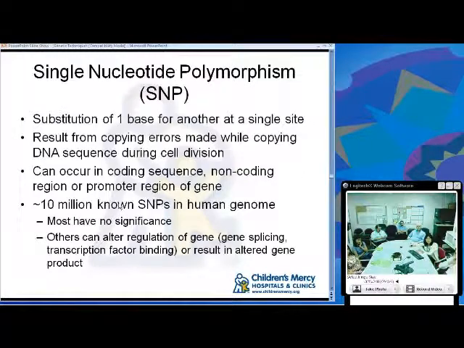Okay. So with quantitative PCR, we can look at single nucleotide polymorphism. And if you recall, SNPs are a substitution of one base for another at a single site, and it results from copying errors made while copying DNA sequence during cell division. And the SNPs can occur in a coding sequence, a non-coding region, or a promoter region of the gene. And so far, there's about over 10 million known SNPs in the human genome. Most have no significance, but others can alter regulation of the gene, such as gene splicing, maybe a transcription factor binding site, or they can result in altered gene product.